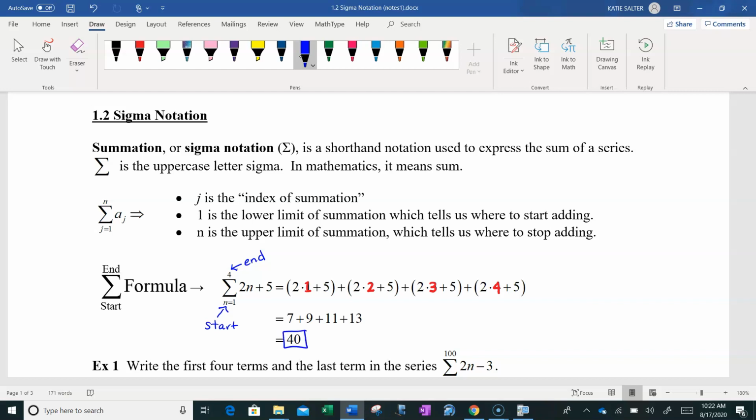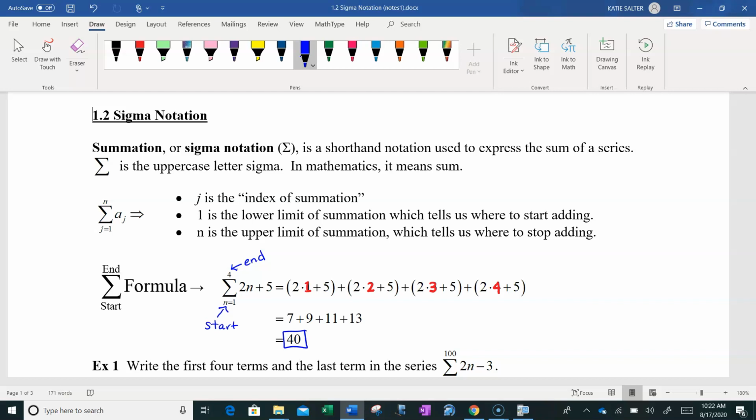A lot of times, if it's a simple formula, once you get the pattern going, you don't really have to continue to substitute in, because we can see this is a linear expression and the slope is 2. So once you get that first term, you just keep adding 2 to get the next terms until you get to that fourth term.